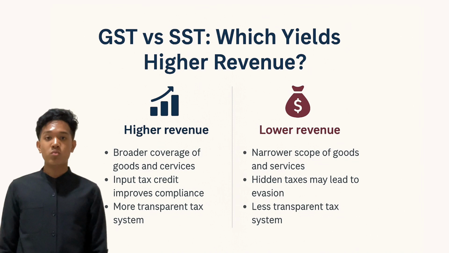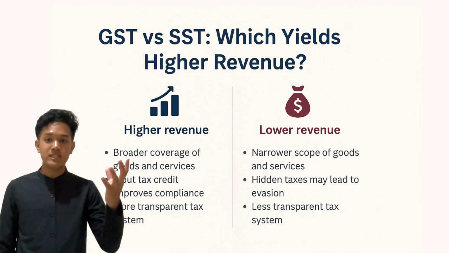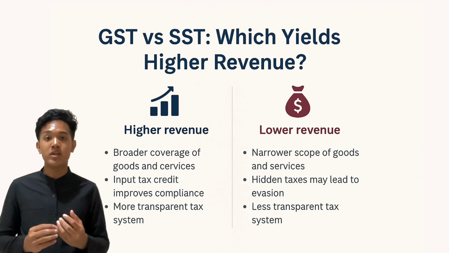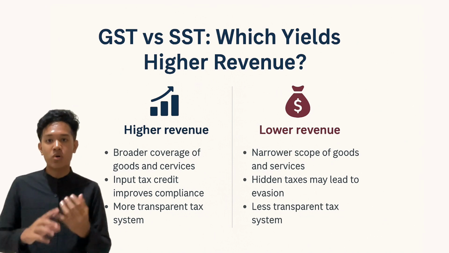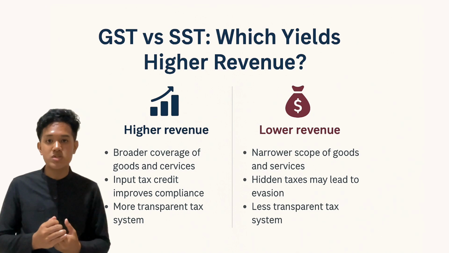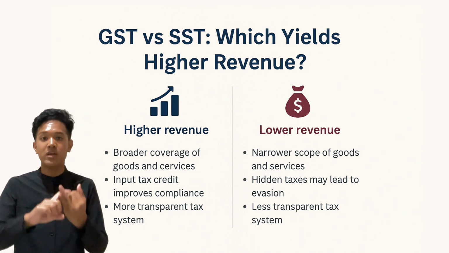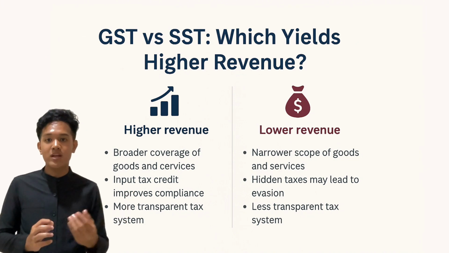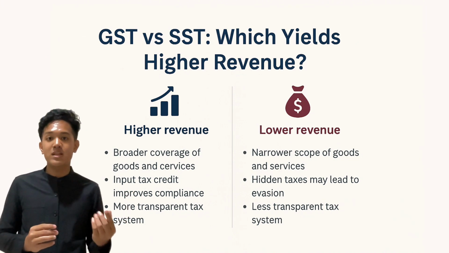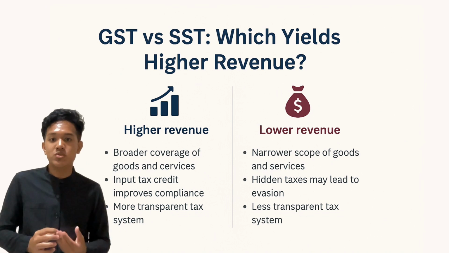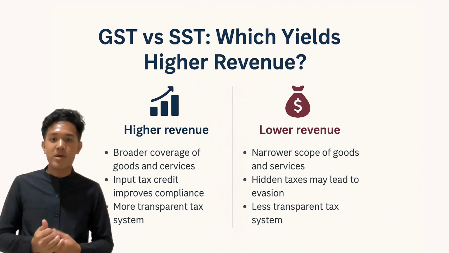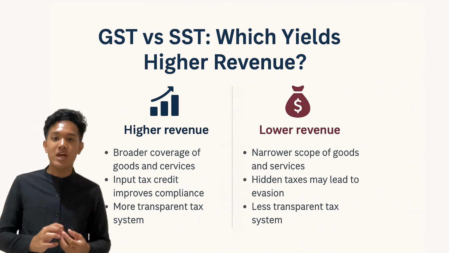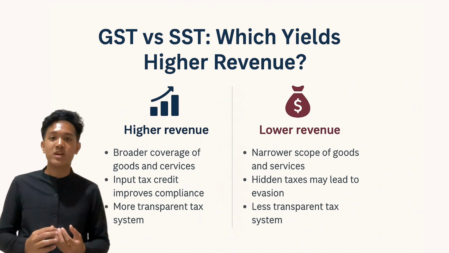Okay, so which one yields the higher revenue, GST or SST? Let's break it down. GST has a broader tax base, applies to more goods and services, and includes input tax credit, which encourages compliance and reduces evasion. In contrast, SST covers fewer sectors. It leads to double taxation and classification issues. It is less transparent, making enforcement harder. So for the conclusion, GST is more efficient and generates more revenue than SST for the government.